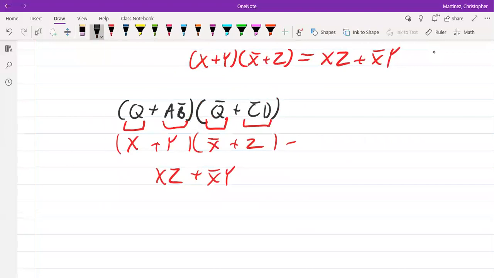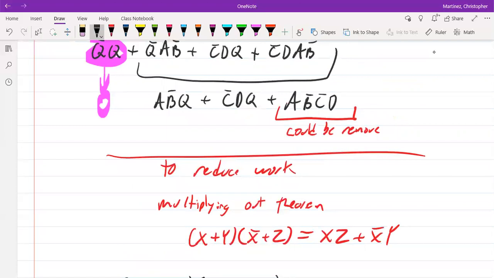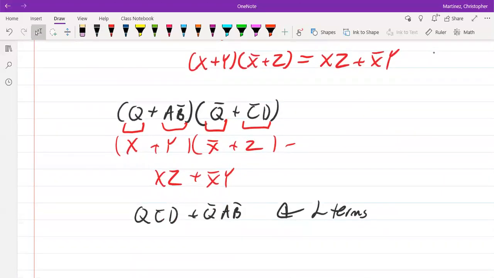All right, so let's substitute back in. X is Q, Z is C bar D, plus X bar is our Q bar, and our Y is A B bar. And you see here, we have two terms. The fewer the number of terms, the better. It's the exact same equation, but we got rid of the extra term, and we would need to go through extra steps in order to get to that final answer. So we can see that using this multiplying out theorem really works to our advantage.